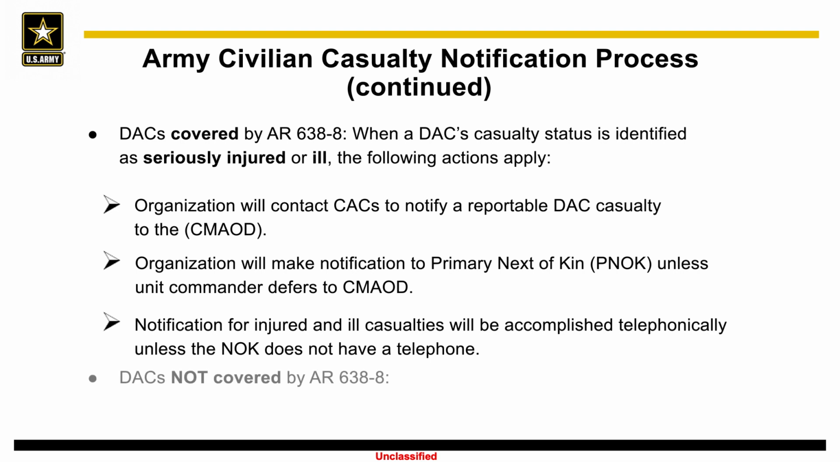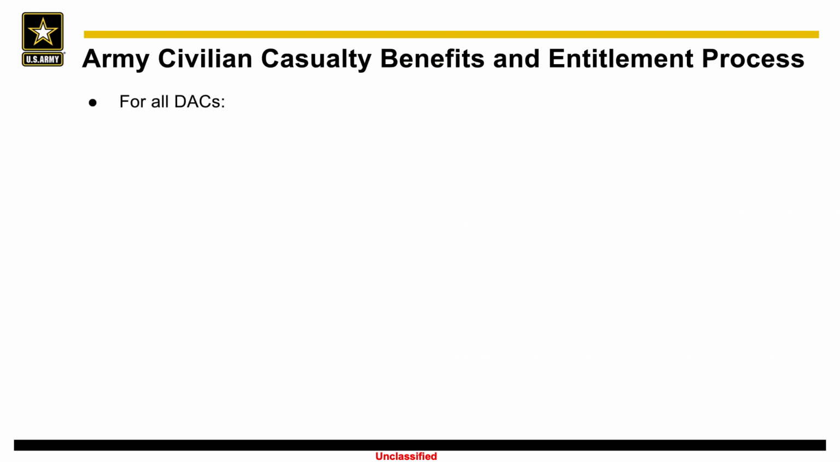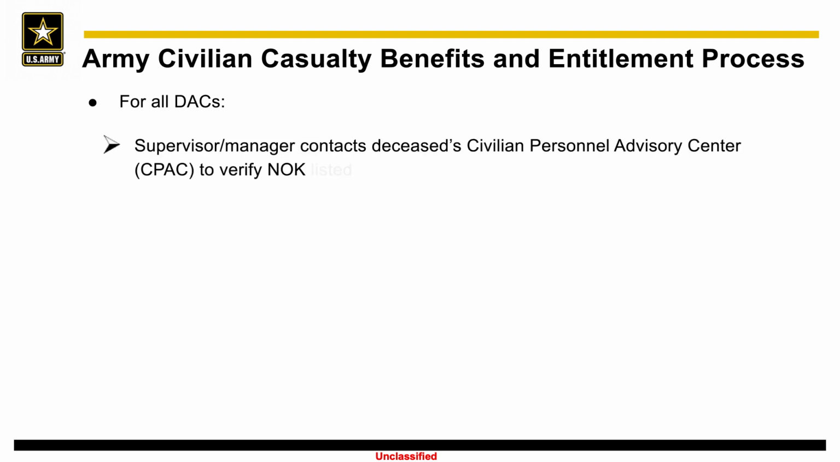For Army civilian employees not covered by AR 638-8, local law enforcement will provide casualty notification to the next of kin. For all Army civilian employees regardless of AR coverage, a deceased Army civilian employee's supervisor reports the death to the Servicing Civilian Personnel Advisory Center, CPAC, and verifies next of kin listed on DD Form 93.